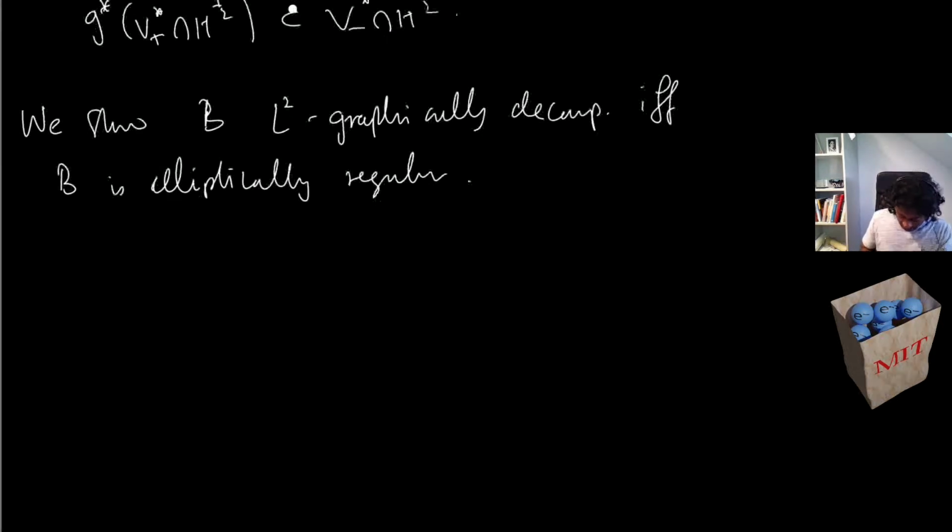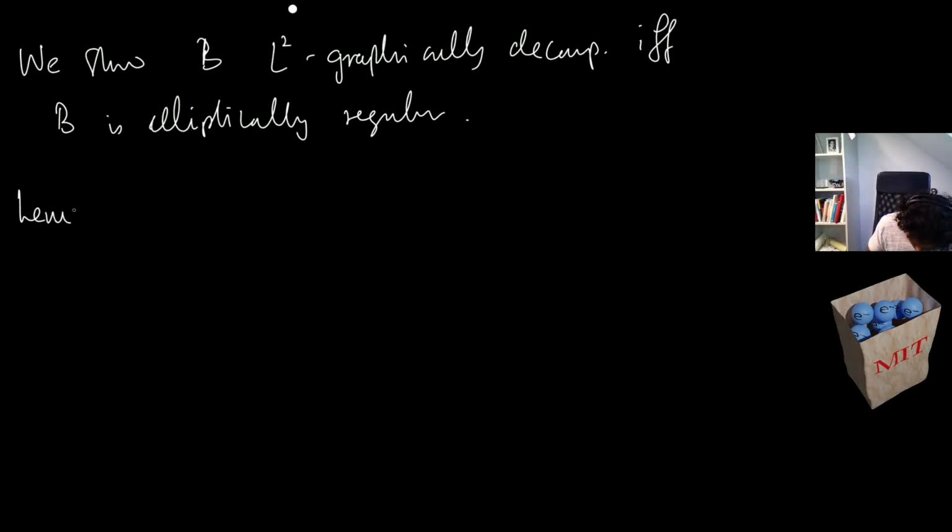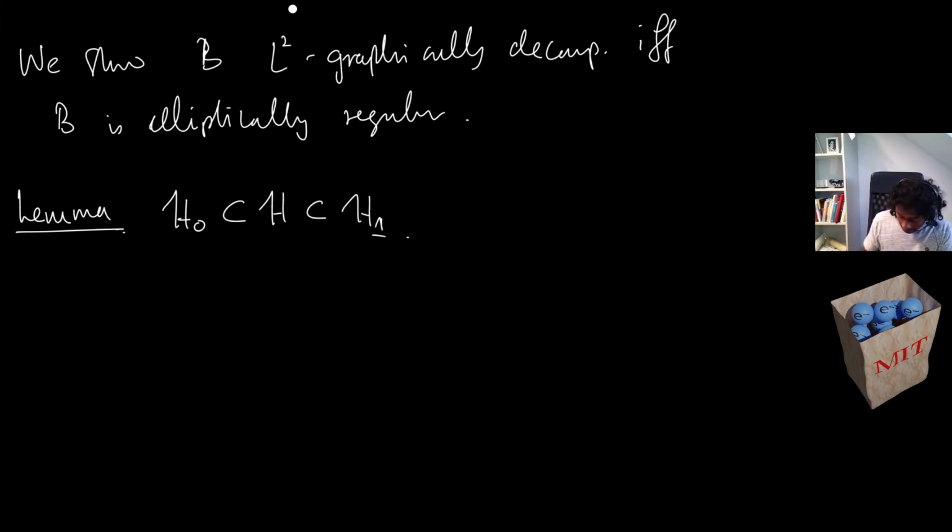in the coming lectures. Okay, so let's start with a lemma. Okay, so the easy direction is when B is elliptically regular, that B is L2 graphically decomposable. We'll tackle that direction first, but before we get onto anything, let's have a look at an abstract lemma. So we have Hilbert spaces H0, H, H1, densely embedded. So in particular, H0 is also dense in H1. So these are densely embedded spaces.